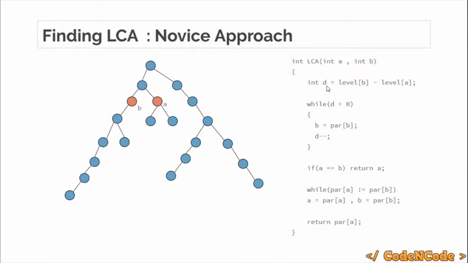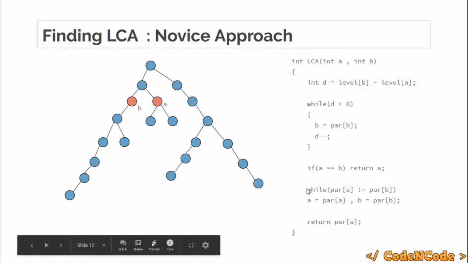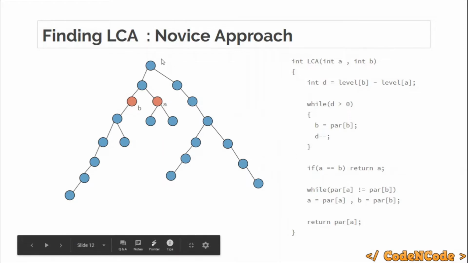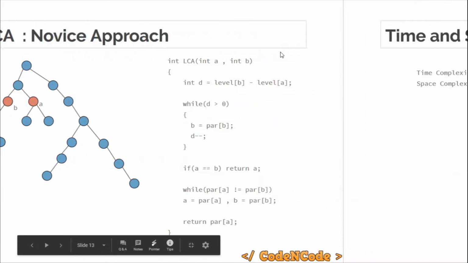First you would calculate the difference between their levels, and then you would update B till their difference in level is equal to 0. After that you check whether A is equal to B. If A is equal to B, that means A or B is actually the LCA. Otherwise we would update both A and B simultaneously, and we would do this till parent of A is not equal to parent of B, and finally we would return parent of A. And this is the whole LCA algorithm, the novice approach.